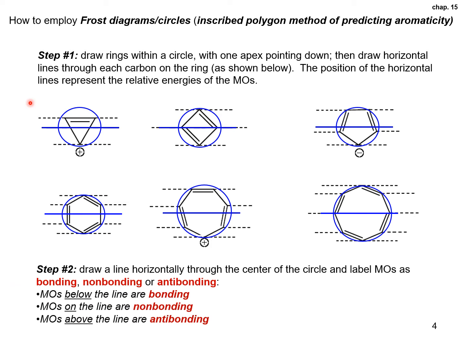If you draw a horizontal line through the center of each circle and label the molecular orbitals, you would say that those which are above the line are antibonding. Those which are on the line, like these, would be non-bonding. And those which are below the line would be bonding molecular orbitals.